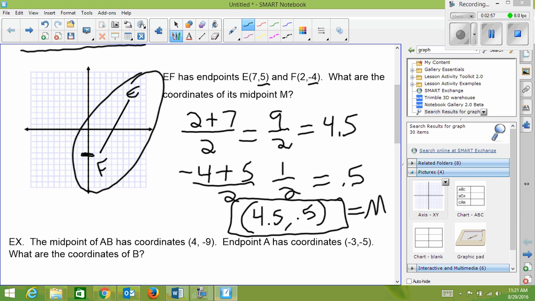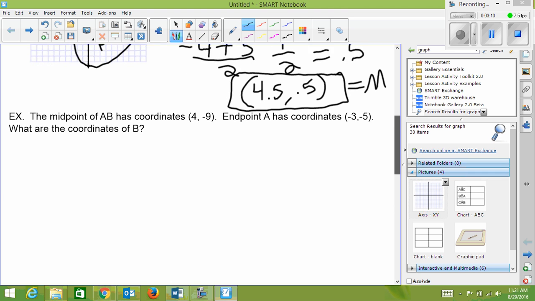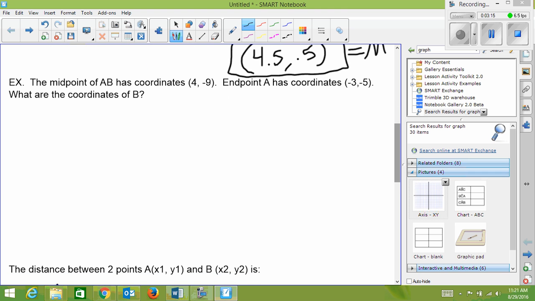And if you wanted to graph that, you could go 1, 2, 3, 4.5, and then 0.5. It's really hard to do with my finger, but it's right in there. It would be the middle of the line. So, a little different version of it, but using the same formula.